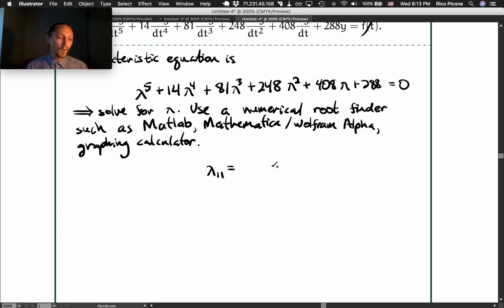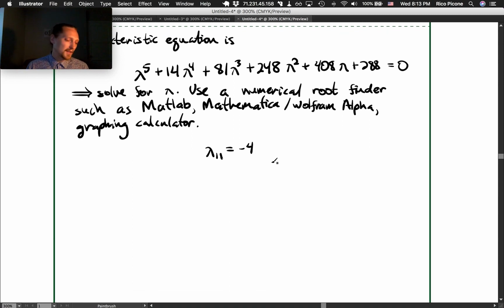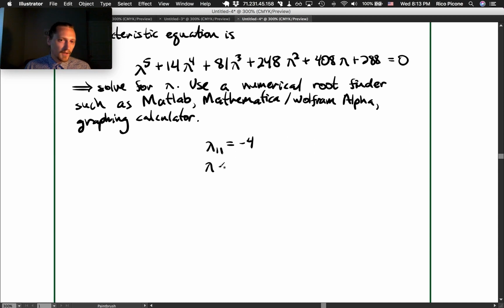So lambda 1,1 is -4. I didn't use a root finder here, because I constructed this polynomial by multiplying something out, so I knew the roots a priori, as Kant would say.